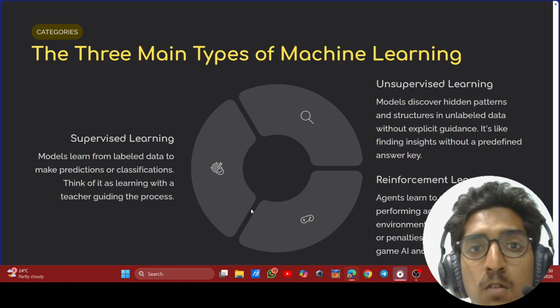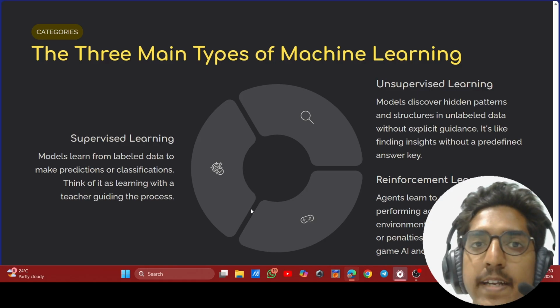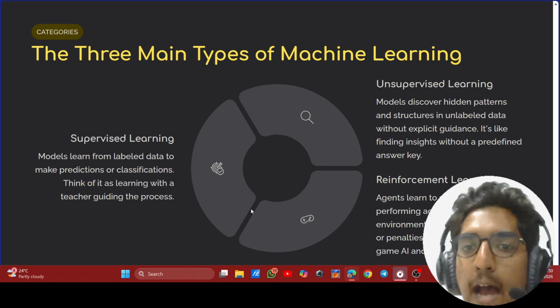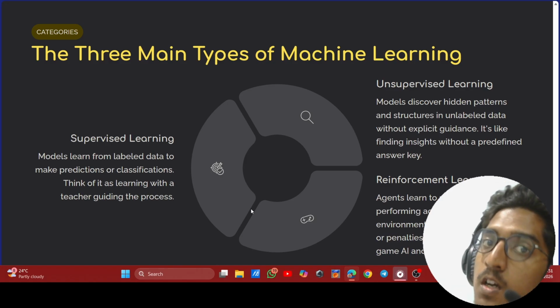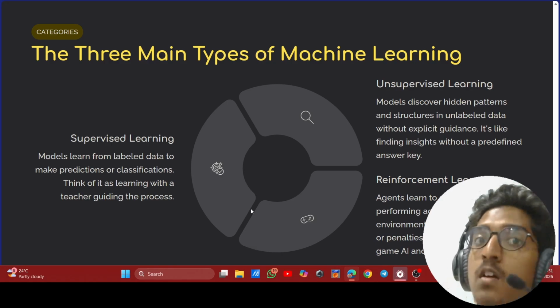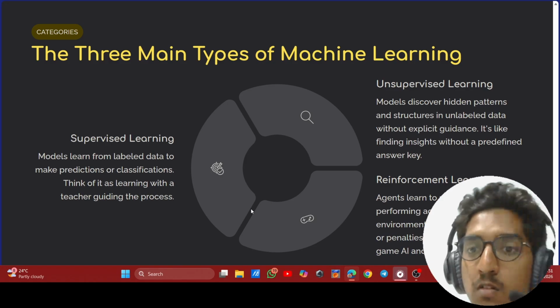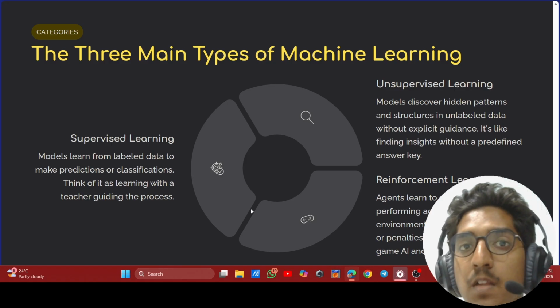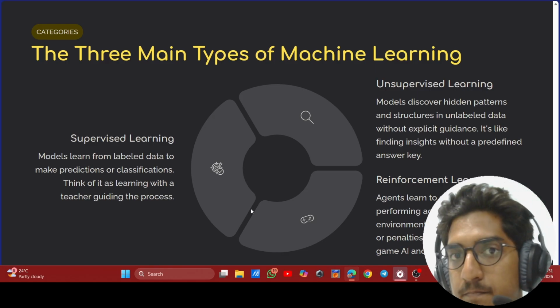So what do you mean by unsupervised learning? Unsupervised learning means the model discovers the hidden patterns in unlabeled data. In supervised learning, labeled data is given as an input, but in unsupervised learning, unlabeled data is given as an input. So by the unlabeled data, the model should predict whether this is the output or not.